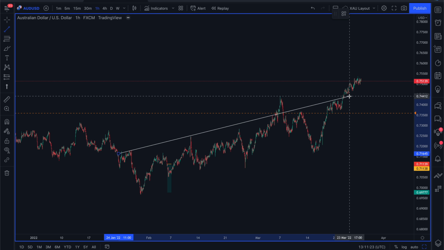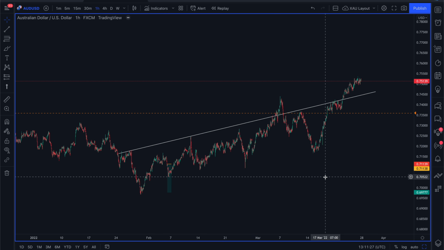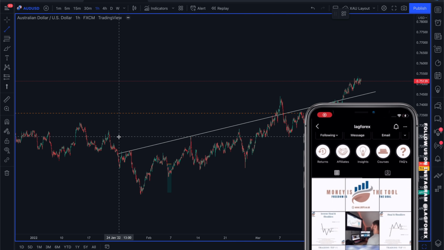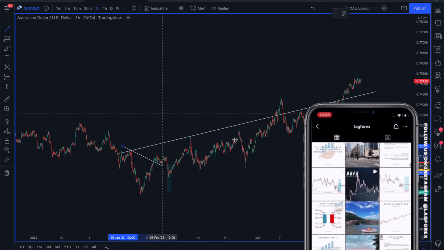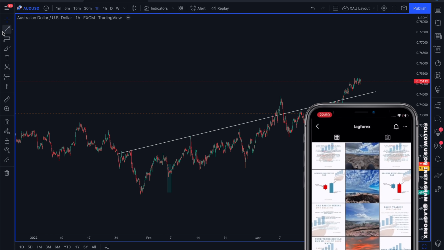So you want to be as natural as possible with it. You don't want to be forcing it to fit. So as you can see, that was a clean draw of the line. I wasn't trying to mess around and make things fit, doing this, this, and this. You want it to just be a natural sweep across. If it doesn't fit, it's not a valid trend line. You want it to be natural.